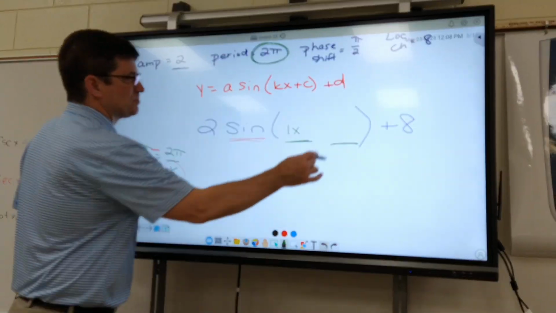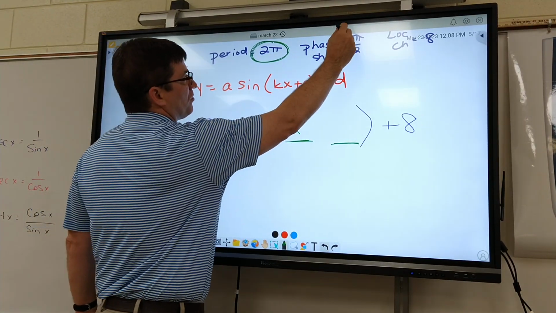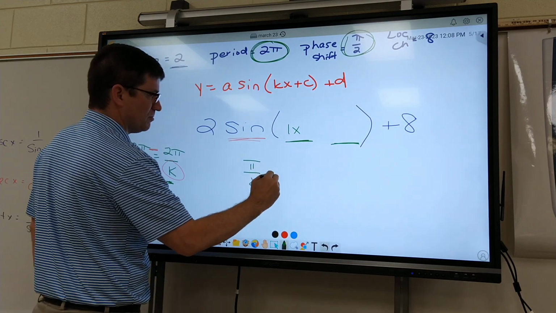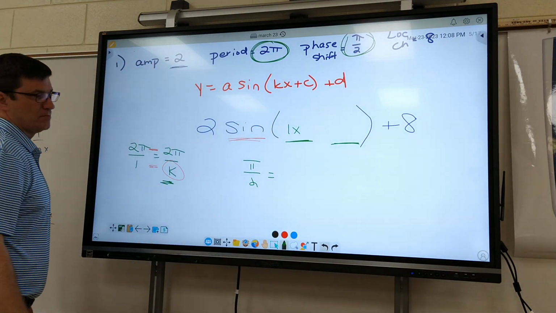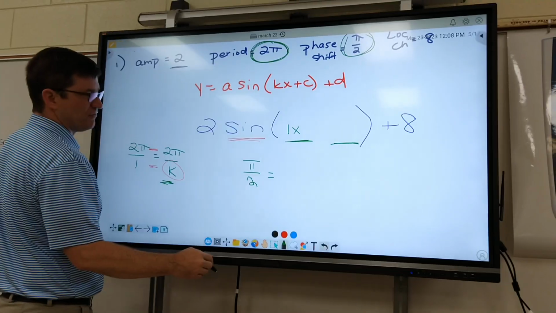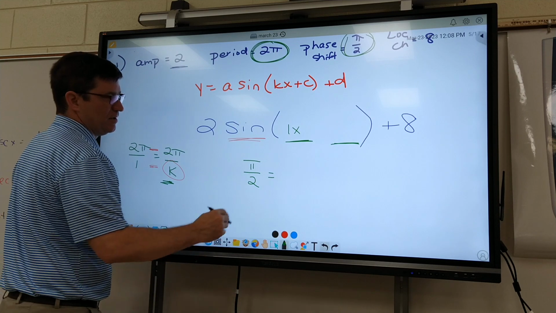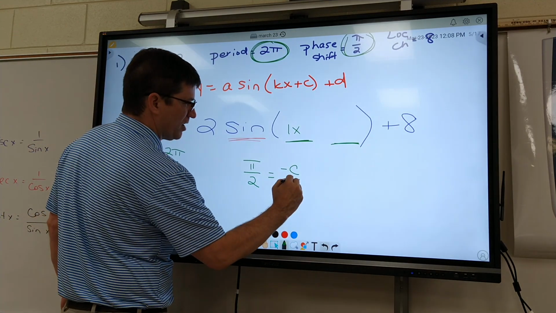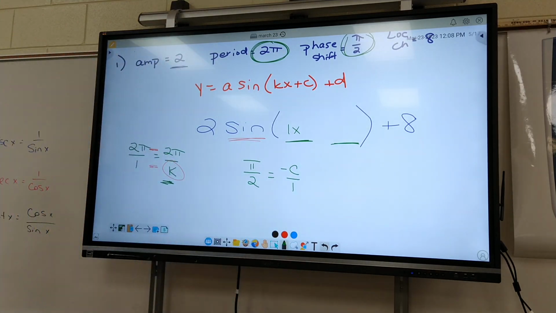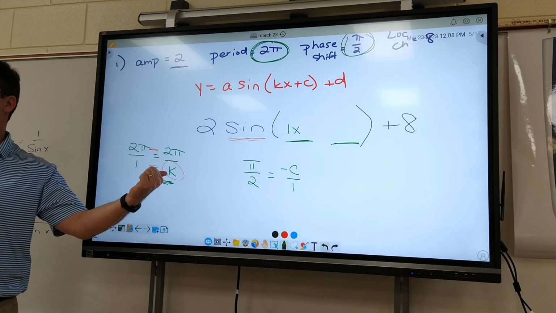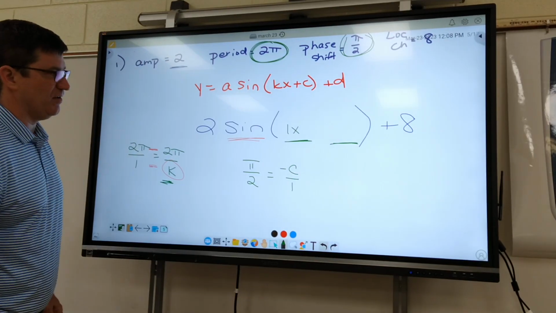For the last spot, take the number they give us for phase shift. In this case, it's pi over 2. We want to set that equal to the formula for phase shift. What was y'all's formula for phase shift? Negative c over k. I'm going to put negative c over 1. Where did the 1 come from? We already figured out what k was before. It was 1, so I'm putting 1 in place of it.